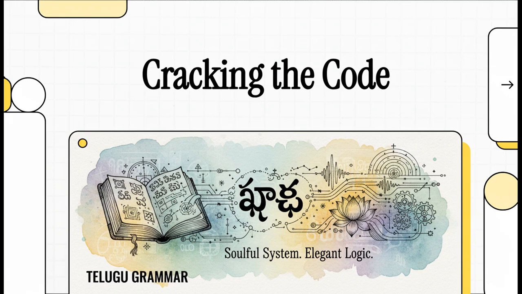When you hear the word grammar, you might think of, I don't know, dusty old rule books, right? But it's so much more than that. It's really the blueprint, the very soul of a language. And today, we're going to try and crack the code of one of the most beautiful and, honestly, one of the most logical languages out there, Telugu.